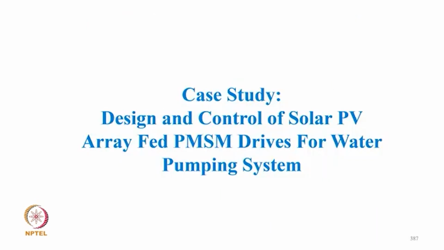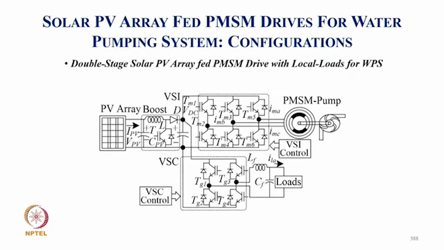Now coming to the case study on design and control of solar PV array fed permanent magnet synchronous motor drive for a water pumping system. And this is the typical diagram. We have a PV array, we have a boost converter for maximum power tracking, and of course we have an auxiliary load with a single phase converter for feeding the auxiliary load also from the DC link. And the DC link, of course, from the control we maintain constant and drive this permanent magnet synchronous motor drive.